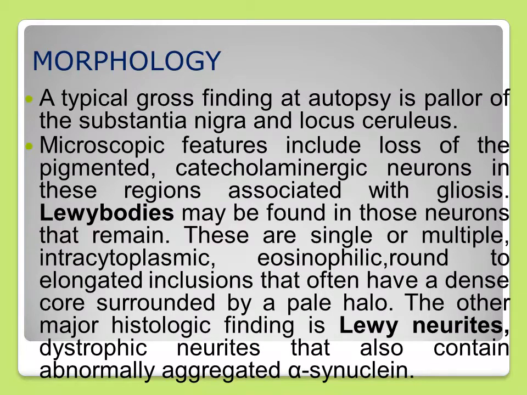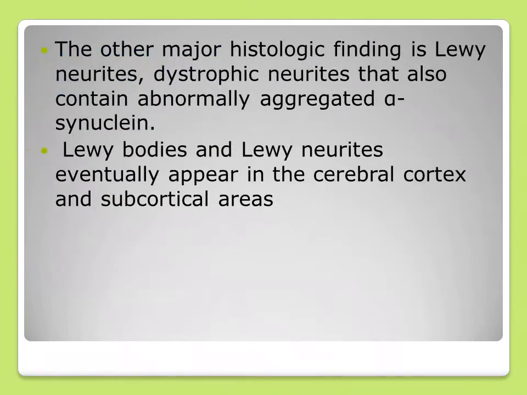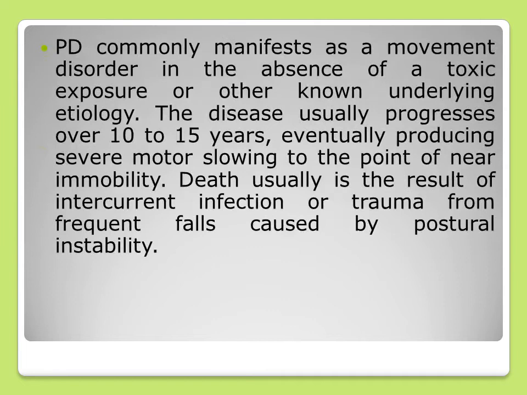The other major histological finding is Lewy neurites, which are dystrophic neurites that also contain abnormal alpha-synuclein. Lewy bodies and Lewy neurites eventually appear in the cerebral cortex and subcortical areas.